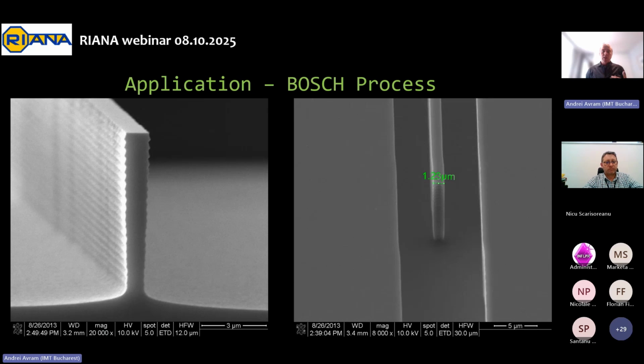So you do not have one process that rules them all. Depending on how much exposed area, the loading, as we call it, the local loading, you need to adjust your recipe. You need to adjust your passivation step and etching step a little bit in order to achieve vertical 90 degree walls.